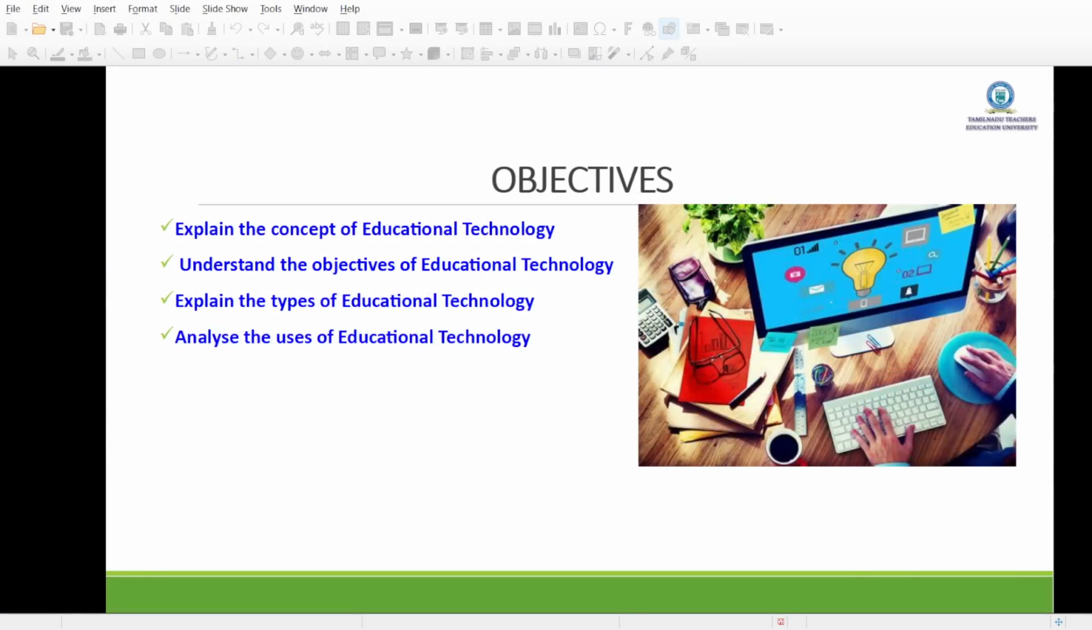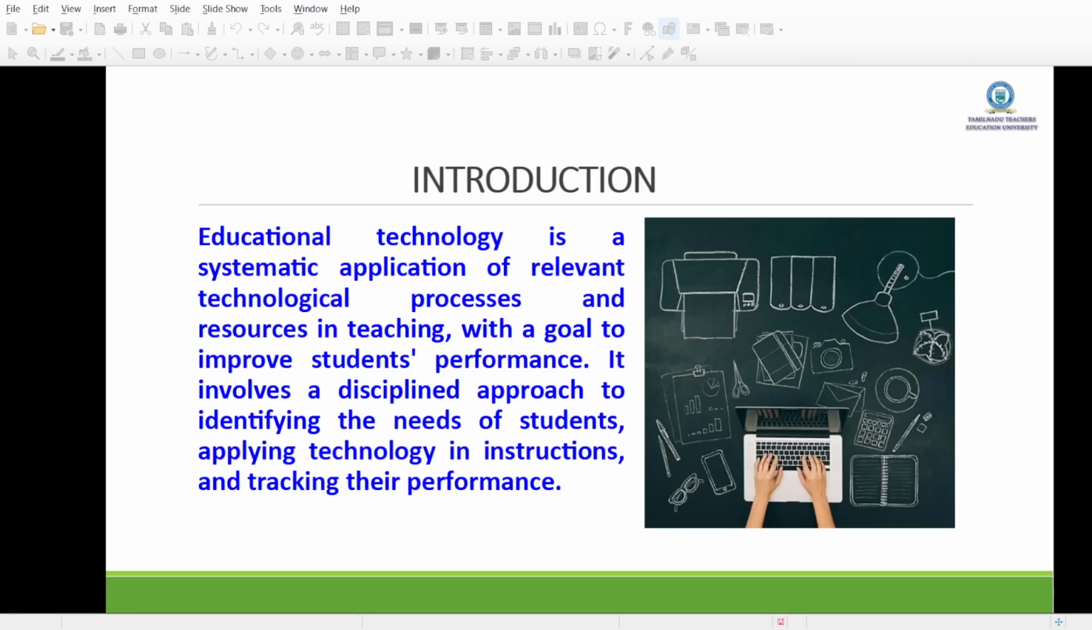After going through this module, you will be able to explain the concept of education technology, understand the objectives of education technology, explain the types of education technology, and analyze the uses of education technology. First, what is education technology? Let us have a brief detail about the introduction of education technology.